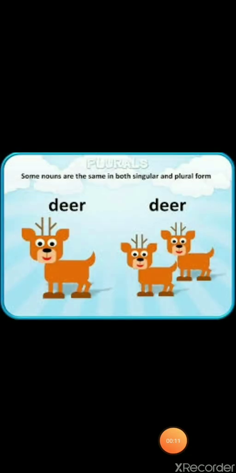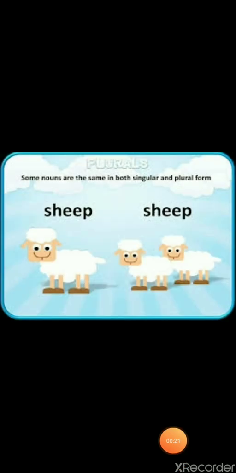Now few nouns have the same form for both the singular and plural. We can see some examples like deer. Deer has its plural form as deer, which is same. Next is sheep. S-H-E-E-P, and again the plural form of sheep is same as sheep.